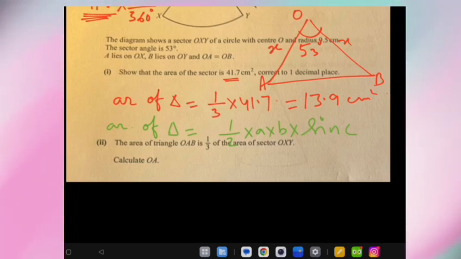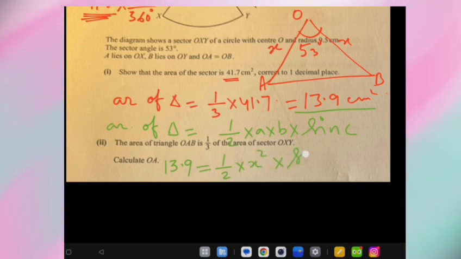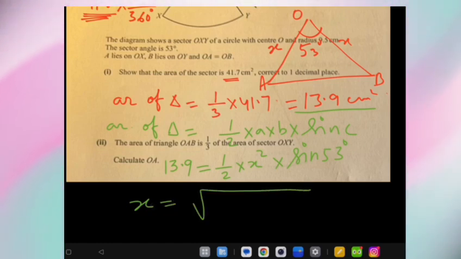So what will we write? This area is given, so we write 13.9 is equal to half into x into x, so this will be x square multiplied by sin 53 degree. This is a calculator paper, so you can do all this on your calculator. Now we can find x square: the 2 will go across and multiply 13.9.